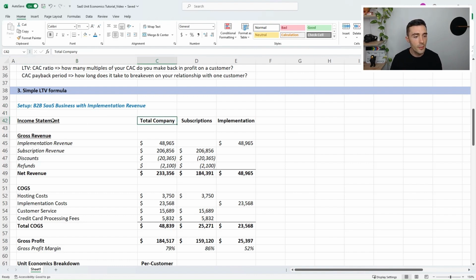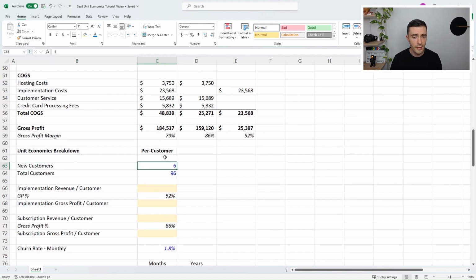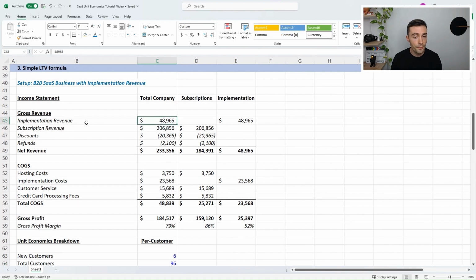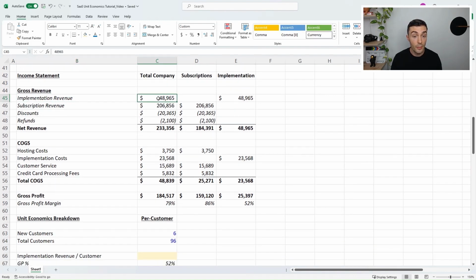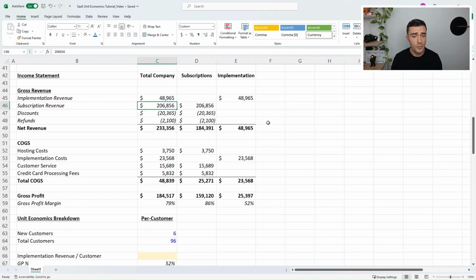So here you can see we have an income statement, and just as a reference point, we are saying that in this month, we onboarded 6 new customers, and then our total customer count, including those 6 customers, was 96 active customers within the month. So here you can see the revenue. We have implementation revenue of $48,000. That was related to onboarding those 6 customers. Then we had total subscription revenue of $206,000. Then we had some discounts and also the refunds.